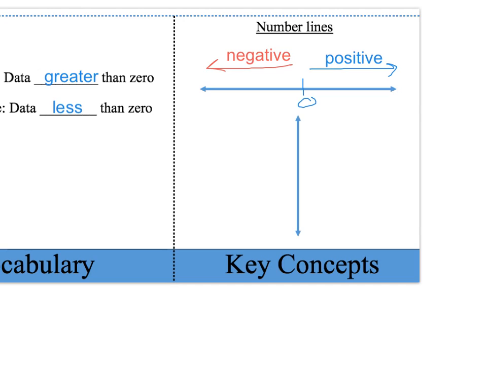On a vertical number line, the 0 will also be in the middle. All the numbers above 0 would be positive integers. All the integers below 0 would be negative integers.